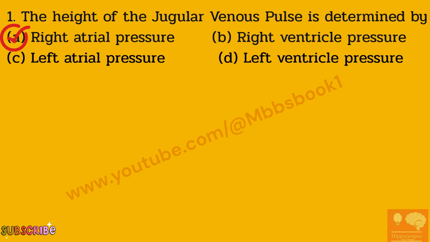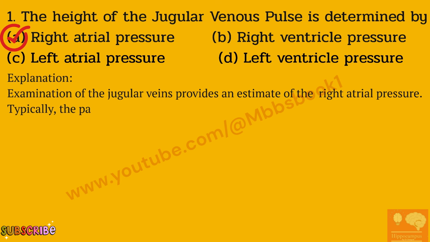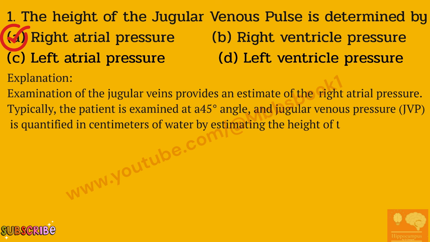Let's see the explanation. Examination of the jugular veins provides an estimate of the right atrial pressure. Typically, the patient is examined at a 45-degree angle, and jugular venous pressure, JVP, is quantified in centimeters of water by estimating the height of the venous column of blood above the sternal angle in centimeters and then adding 5.